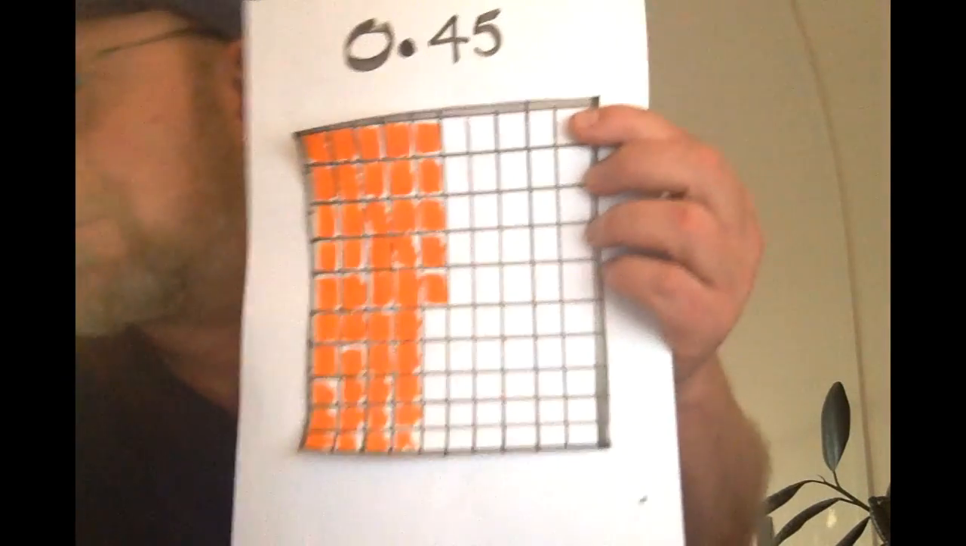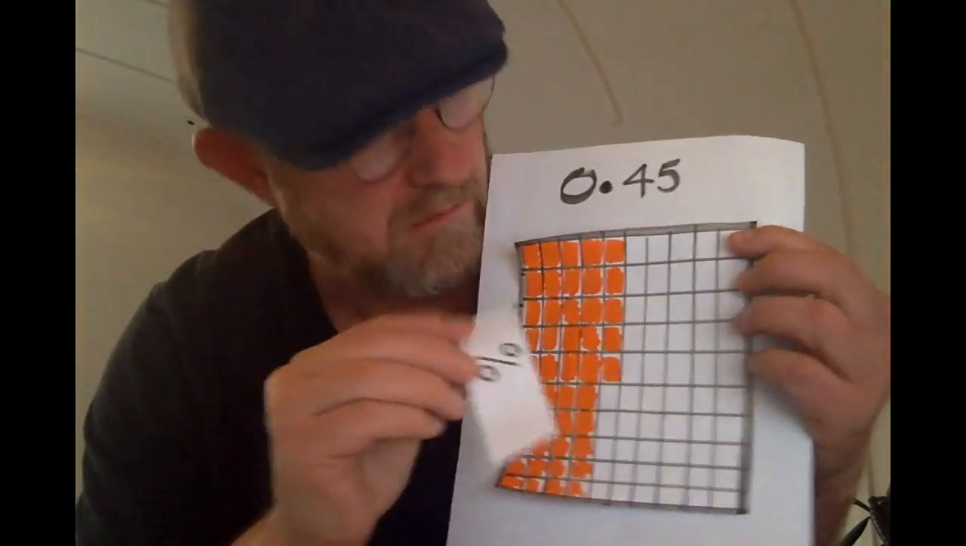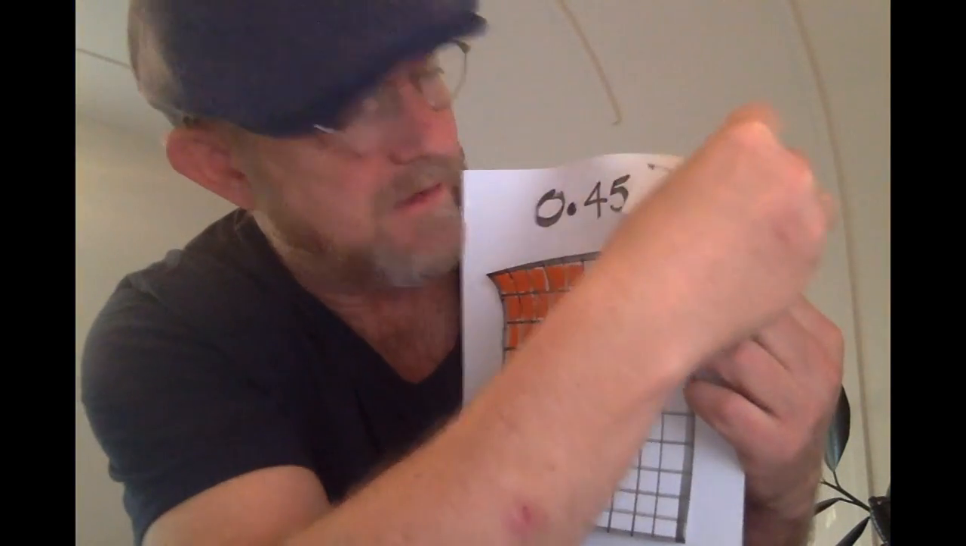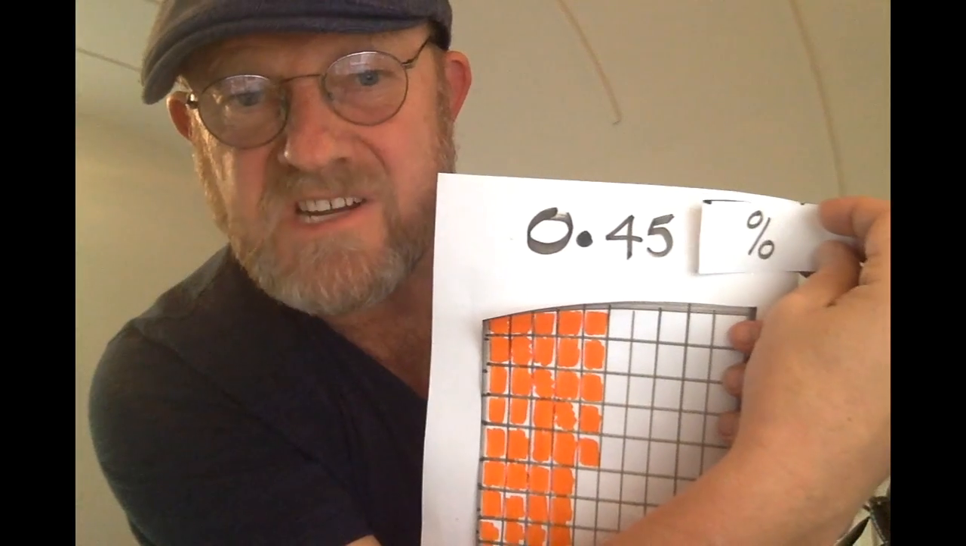Decimal numbers and percentages are very interchangeable. You just take away the decimal point and the 0 for the ones place and then replace that with the percentage sign and it becomes 45%. And the hundreds grid is a really good way of finding that out, which you did a lot of in the last lesson.